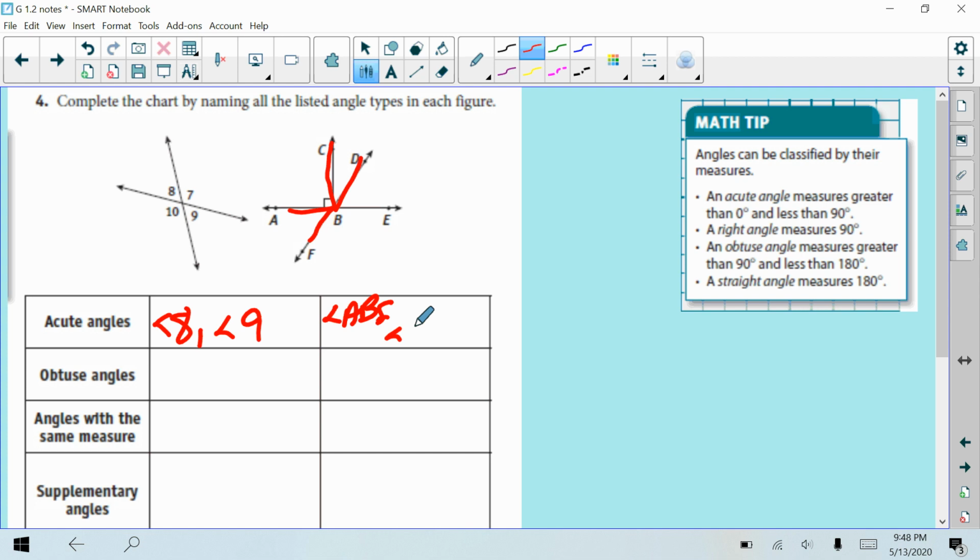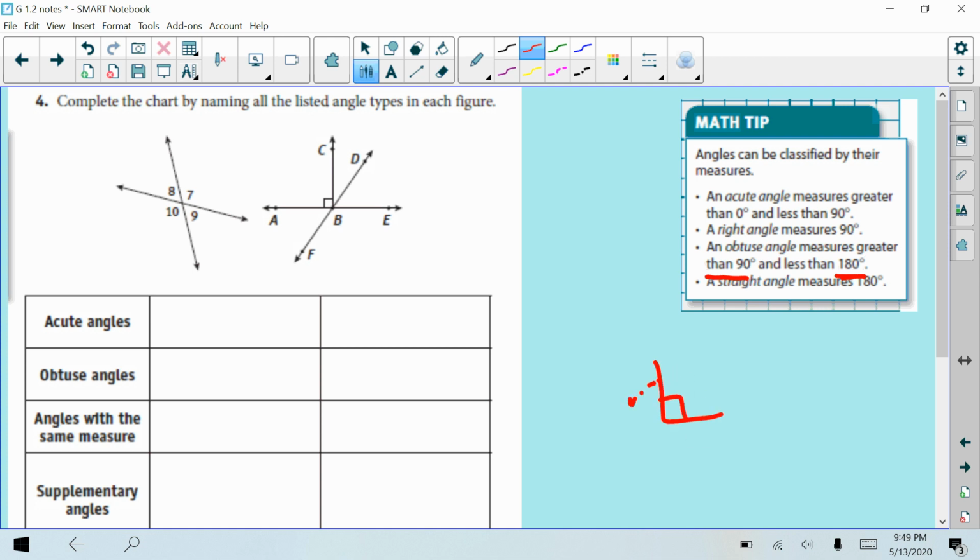CBD. And I'm going to go ahead and not make you list all of them, just list a couple if there are more than one. That's good enough. Obtuse would be angle 10, angle 7. Those look greater than 90. By the way, over here, it tells you acute is from 0 to 90. Right is exactly 90. Obtuse is greater than 90. But notice, it doesn't just say greater than 90. It's greater than 90, but less than 180. Because once you hit 90, it's a right angle.